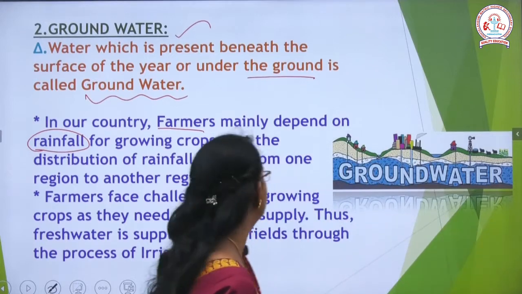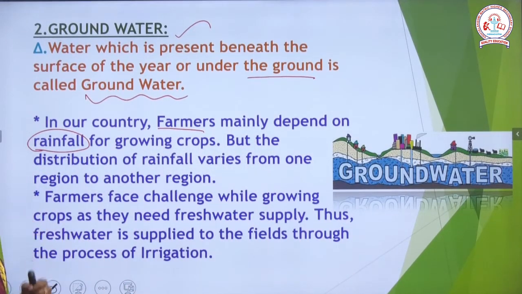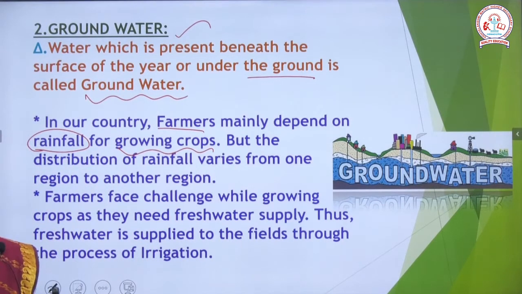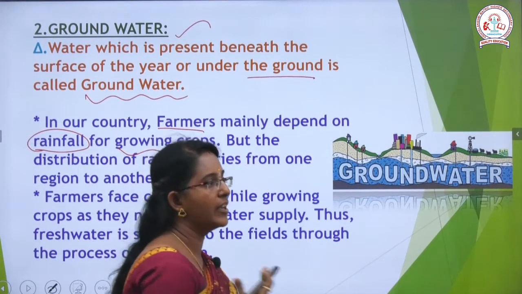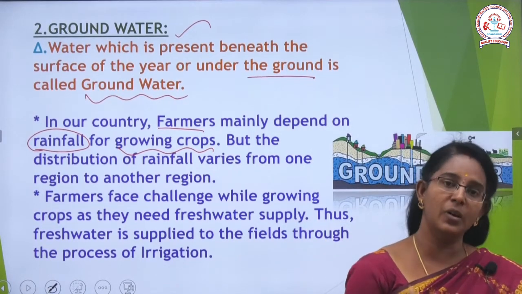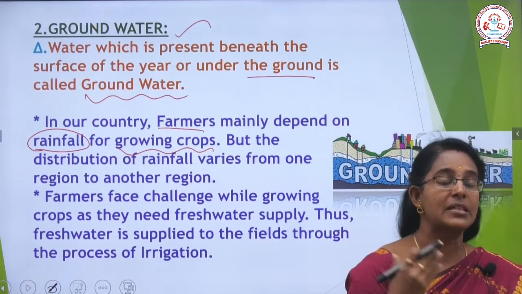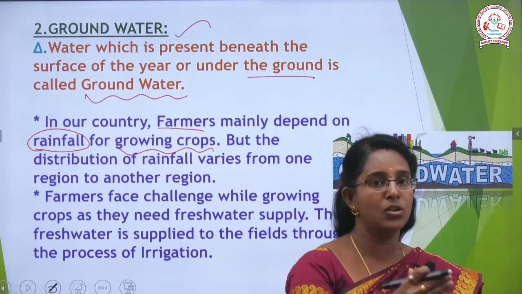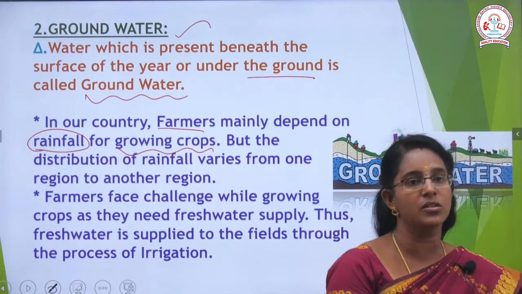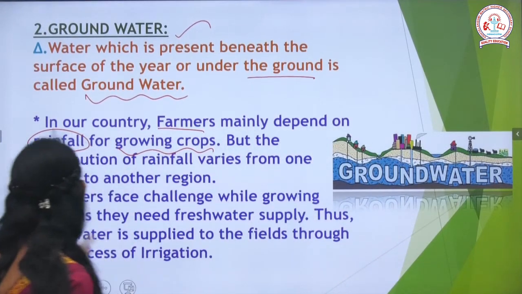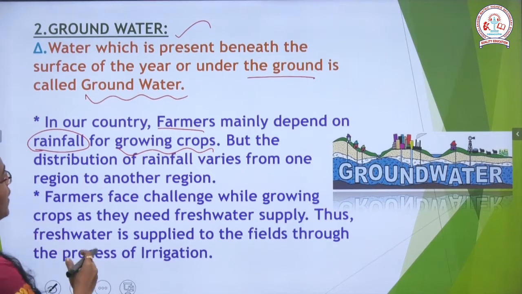So farmers mainly depend on rainfall for growing crops, for rice, wheat or any other food crops. All human beings, birds or any other animals, that is, living organisms, depend only upon the natural resources. One of the natural resources is water. Next, the distribution of rainfall varies from one region to another.